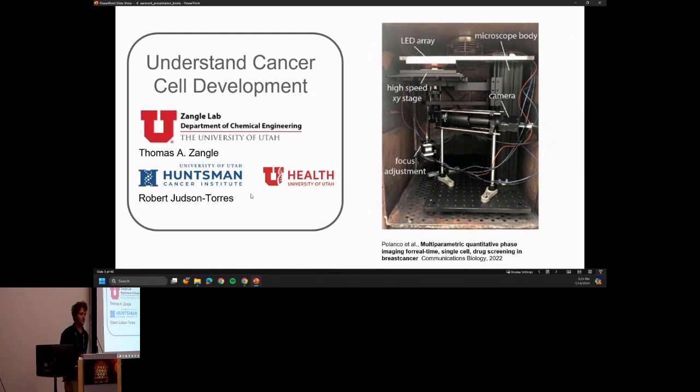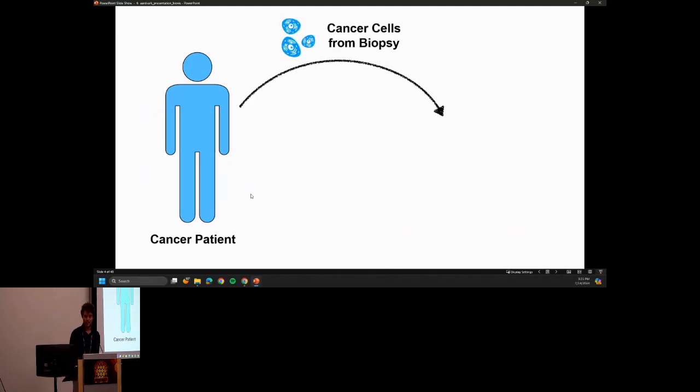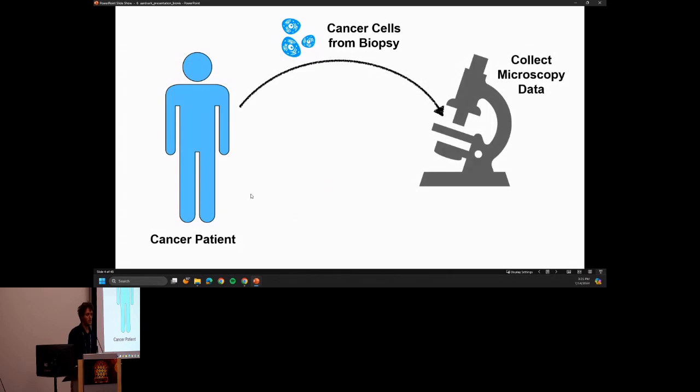The types of questions that they ask are, how do healthy cells turn into cancer cells? How do those cancer cells spread throughout your body? And can we look at the cells of someone who's been diagnosed with cancer and develop an effective treatment plan for them? This last question in particular is sort of like precision medicine. A cancer patient goes into a hospital, you do a biopsy with their cancer cells, collect data with this microscope, and based on that data, develop this plan.